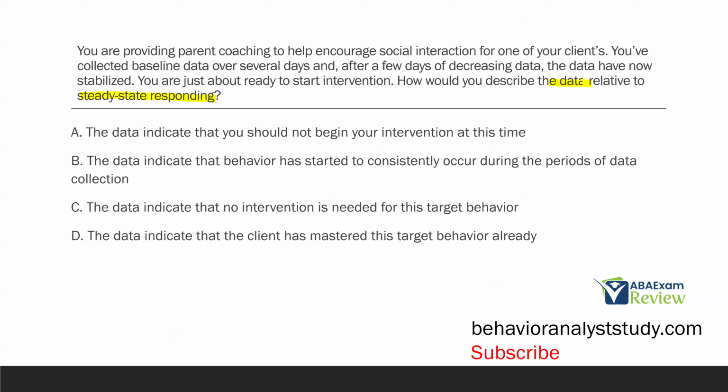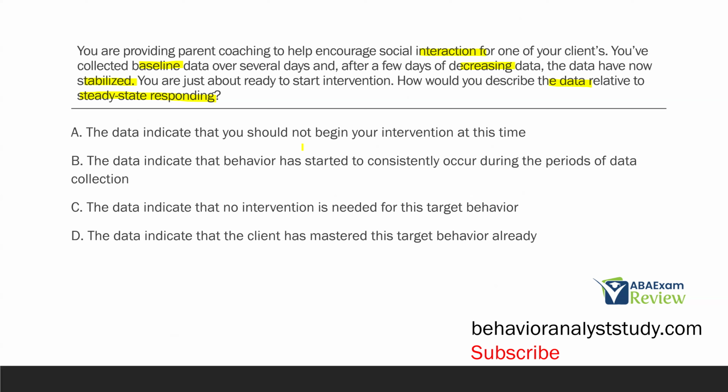Now, what is steady state responding? Steady state responding occurs when the data you're collecting stabilize, more or less. And so typically we think of steady state responding during baseline because in baseline, we're hoping for a steady state. We're hoping for stable data so that when we introduce an intervention, we can clearly see change. In this case, your parent coaching wants to encourage social interaction for a client. You've collected your baseline data, and after a few days of decreasing data, the data are now stabilized. So this is great, right? Your data are in a steady state. So how are we going to describe this data relative to that steady state responding?